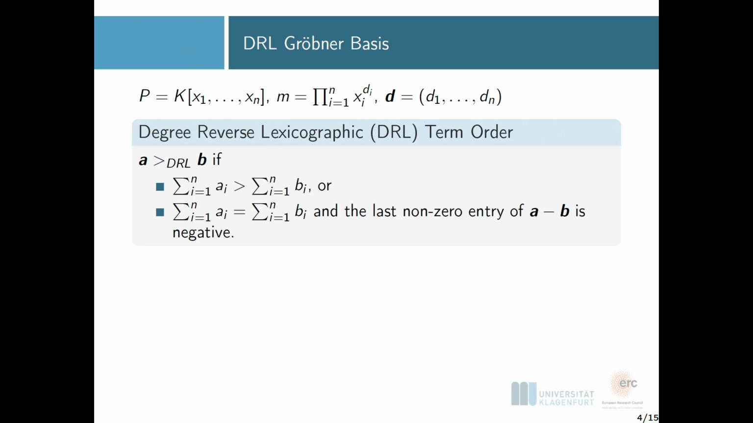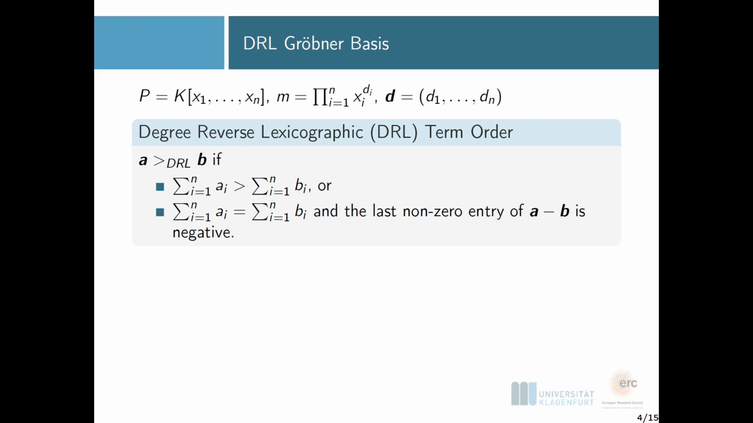So for two exponent vectors a and b, we say that a is bigger than b if the total degree of a is bigger than the total degree of b. And in case these total degrees are equal, well, then we take the difference of a minus b. And if the last non-zero entry of this difference is negative, then we again say that a is bigger than b. So now with this, you can sort monomials in your ring. And now given a polynomial, it's a sum of monomials.